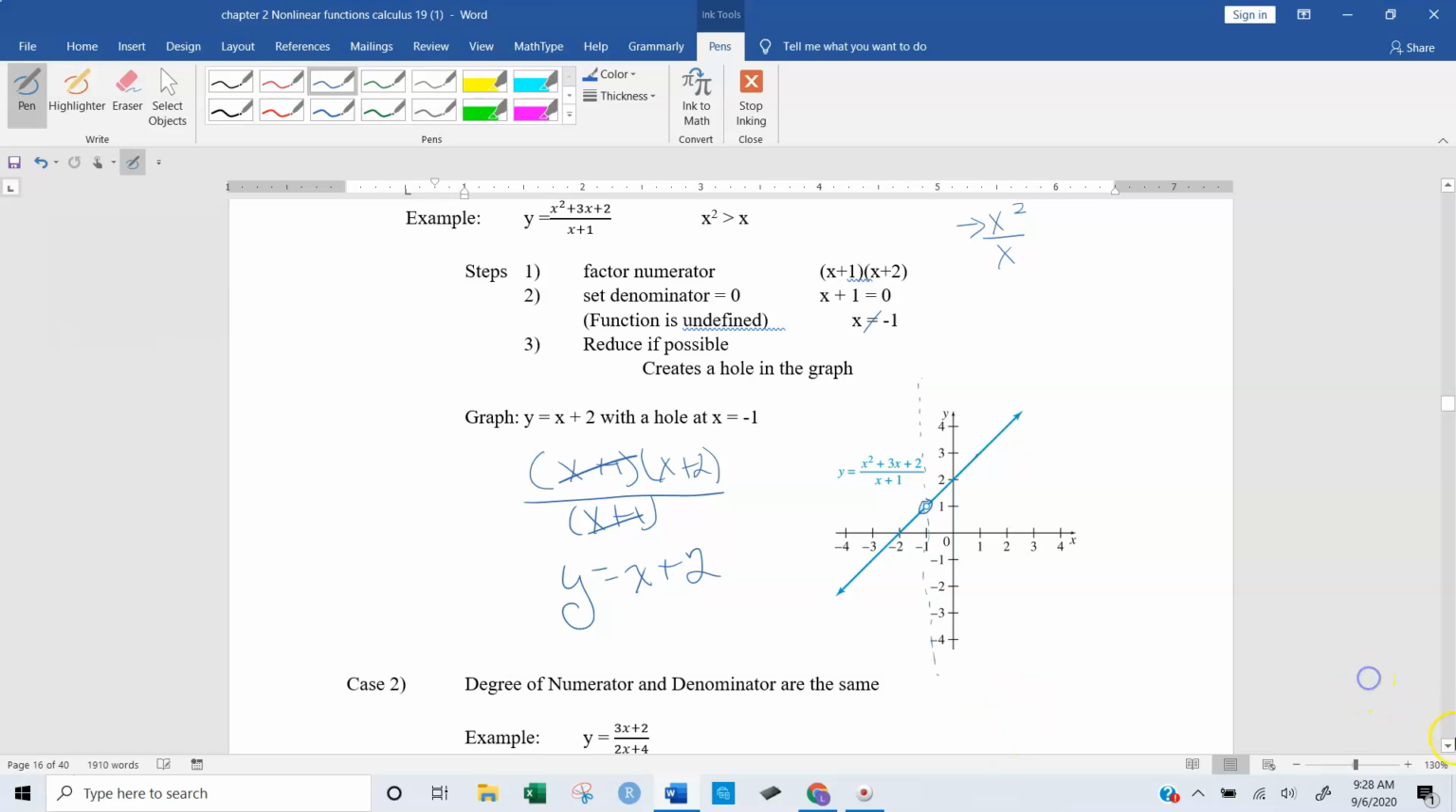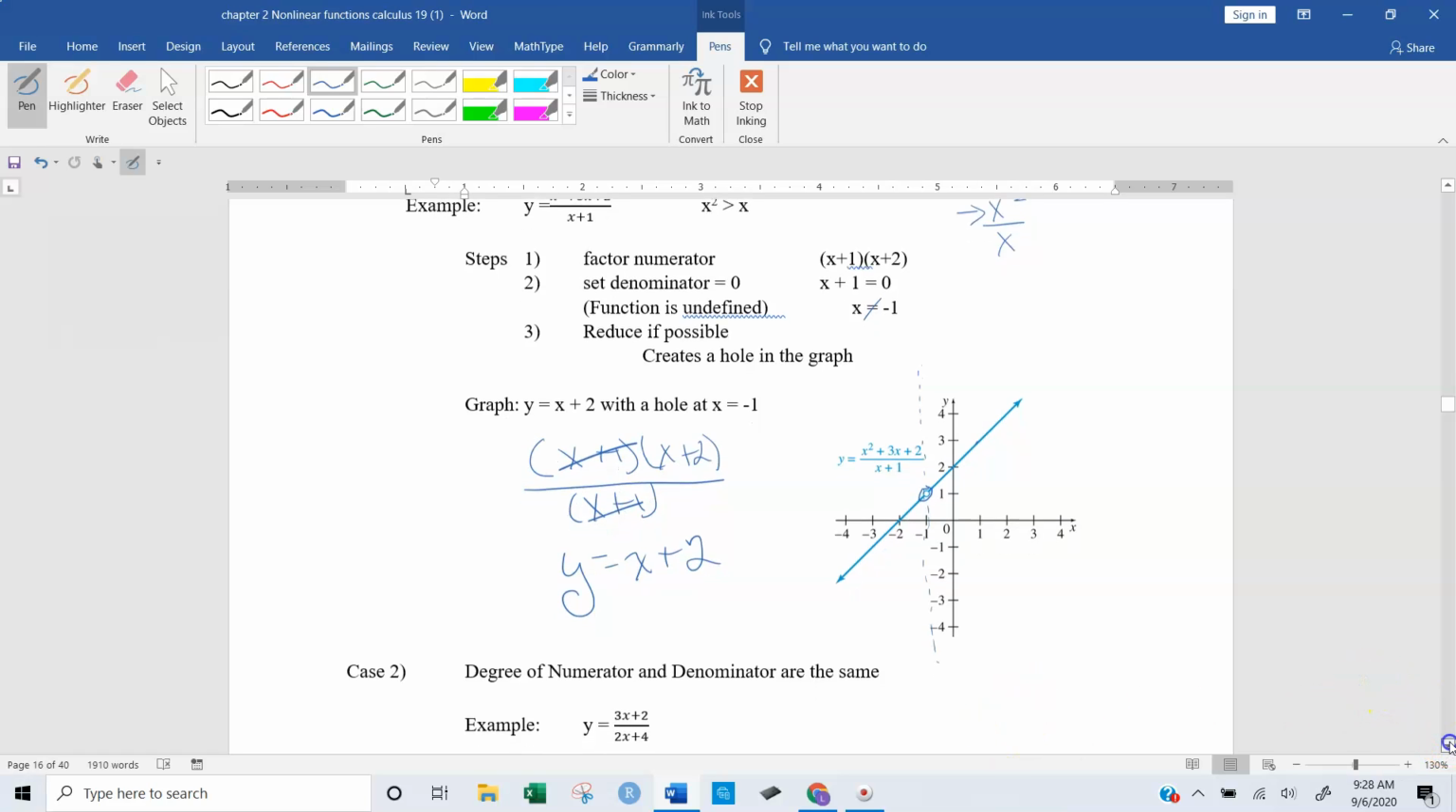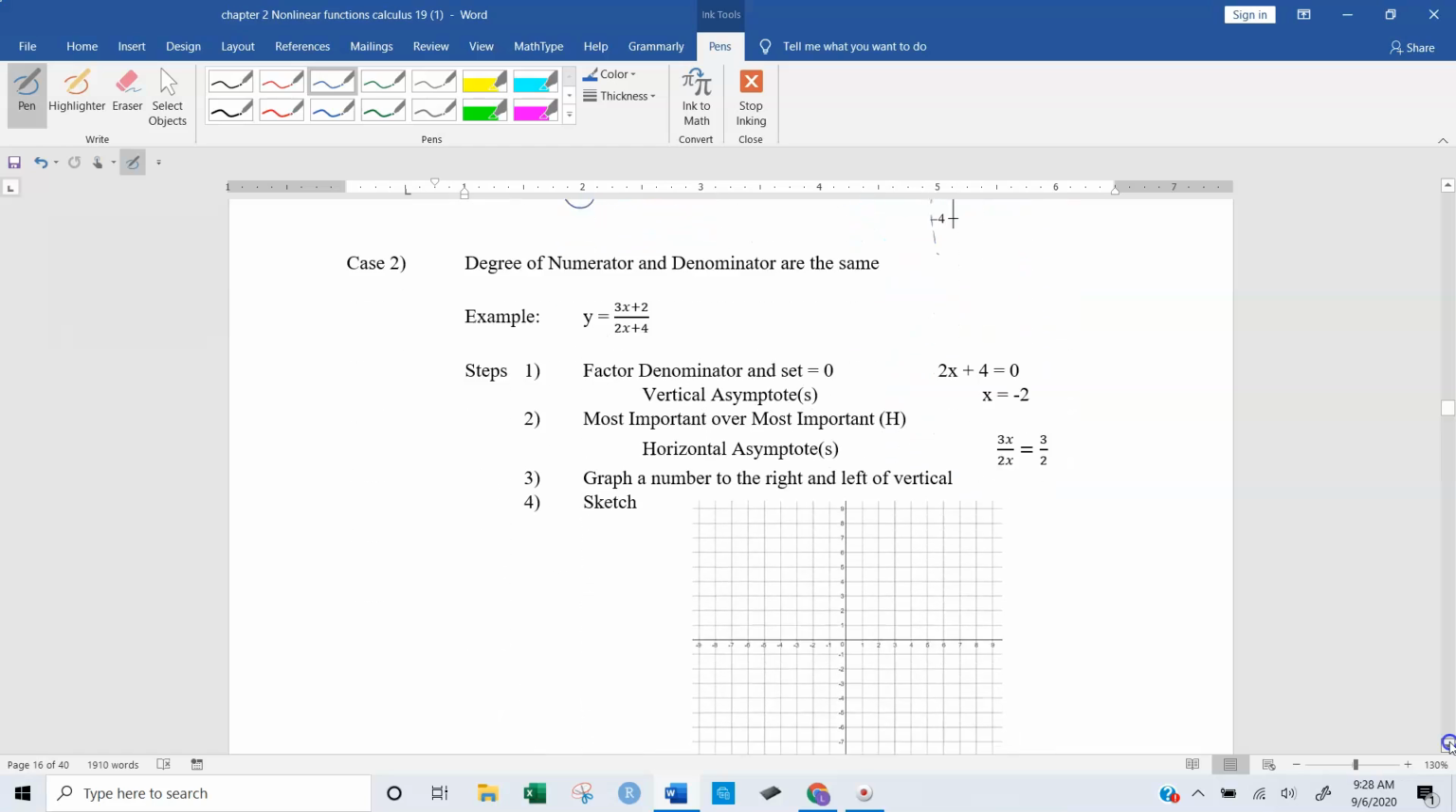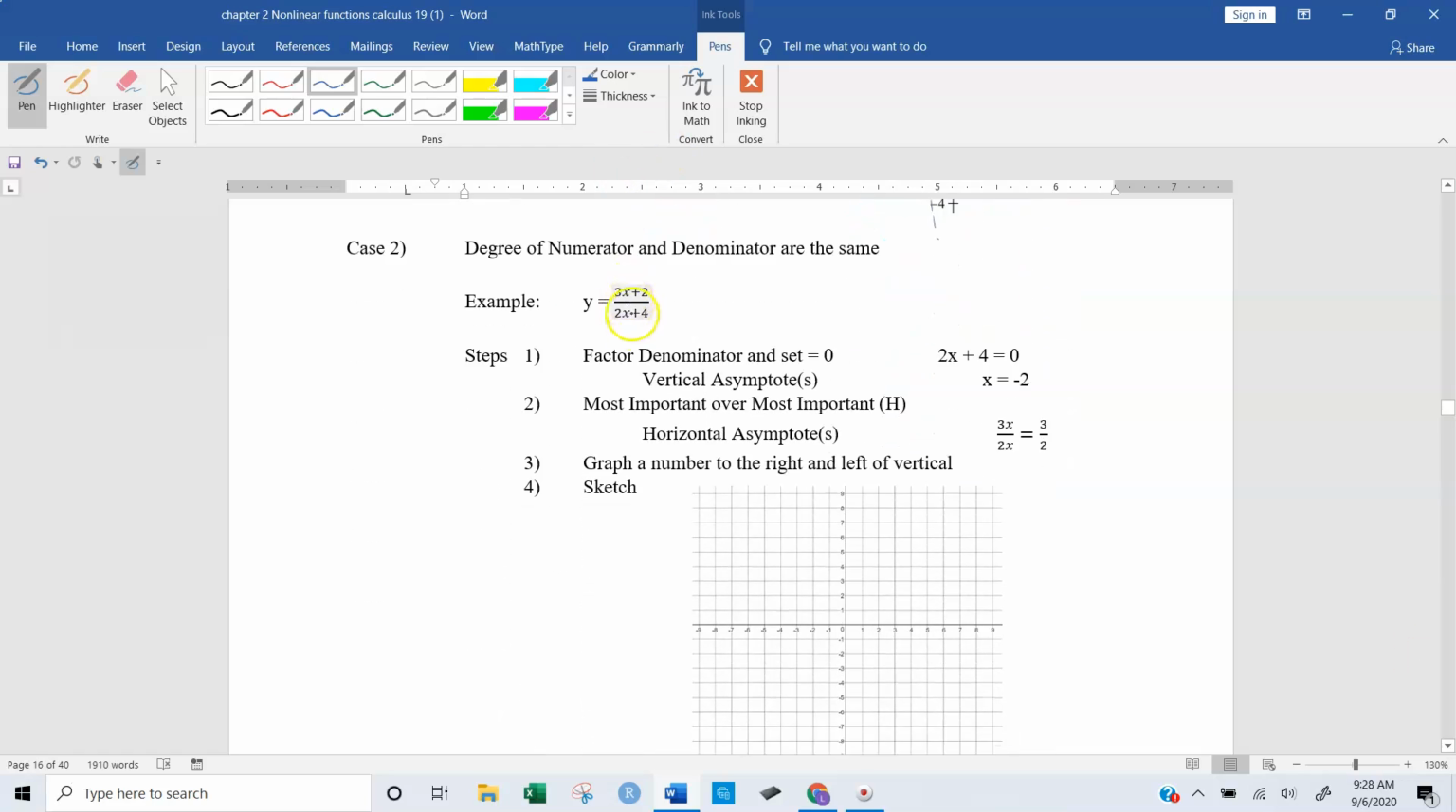All right, case 2 is they're identical. I love these kind because they're so much fun. Okay, vertical is always the same. You take the denominator and you set it equal to 0. So I do this, and x cannot be equal to negative 2. So I'm going to put that on my graph so I don't forget. So it is either an asymptote or it's a hole.